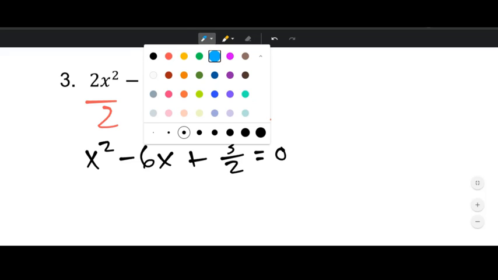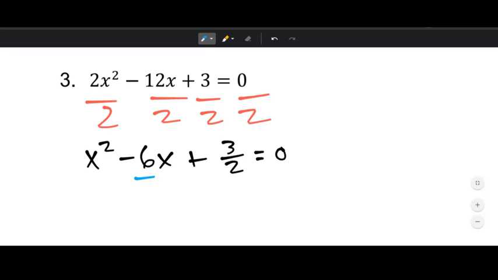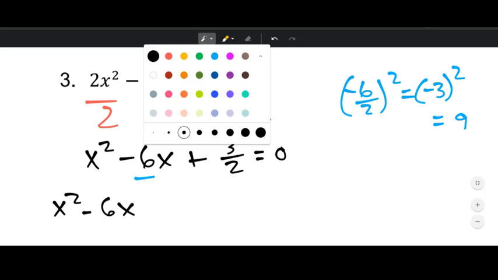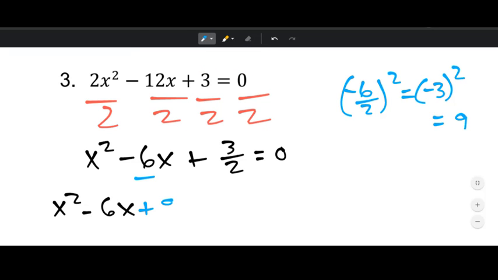And then let's find our missing piece. So we're going to take half of negative 6 and square it. So that's going to be negative 3 squared. So our missing piece is 9. So let's add 9 to both sides of this equation. So we have x squared minus 6x and then plus our missing piece, 9.